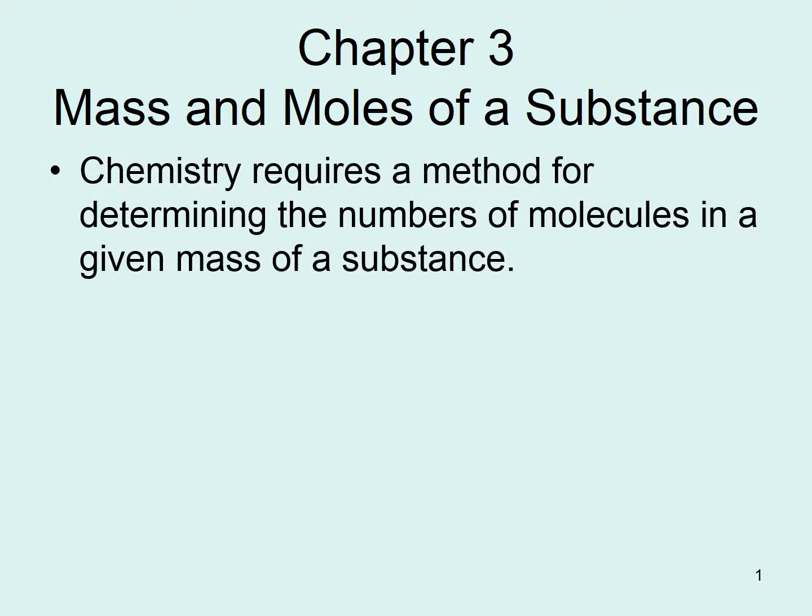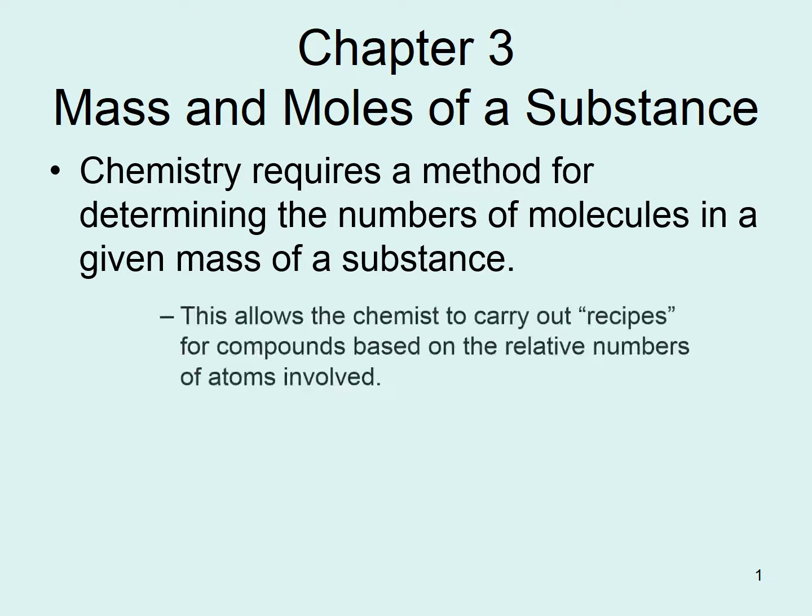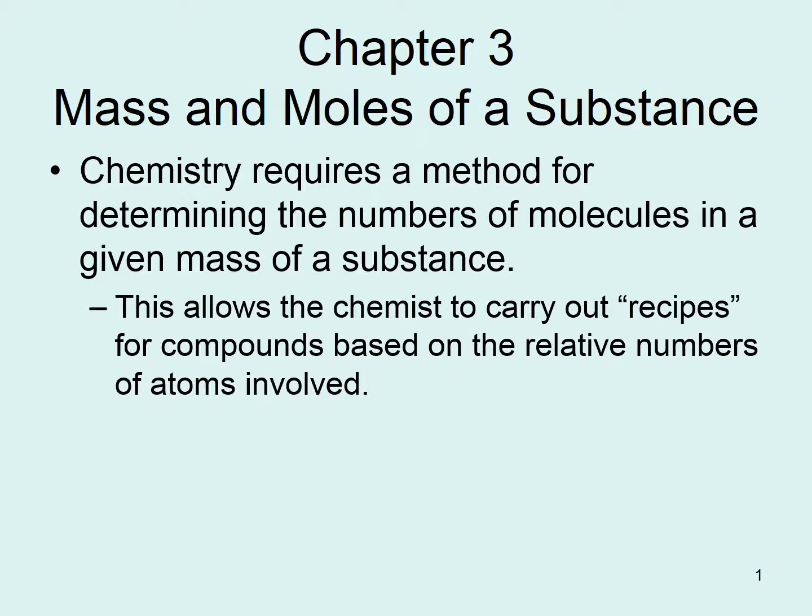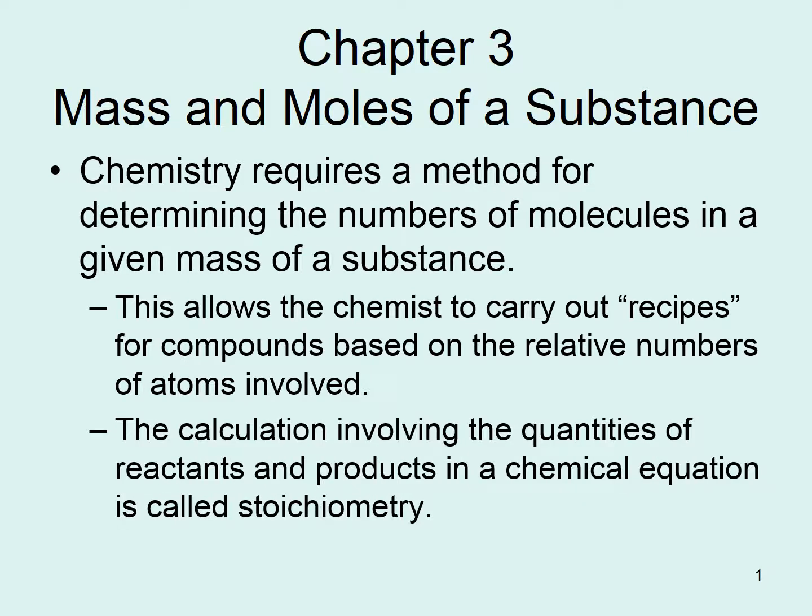All right, so yes, just what I said. Chemistry requires a method for determining the numbers of molecules or the mass of a substance. So this is how we can carry out recipes, how we can carry out reactions, and all reactions work on a very specific ratio of one compound to another. So the calculations that we're going to be doing in this chapter is called stoichiometry.